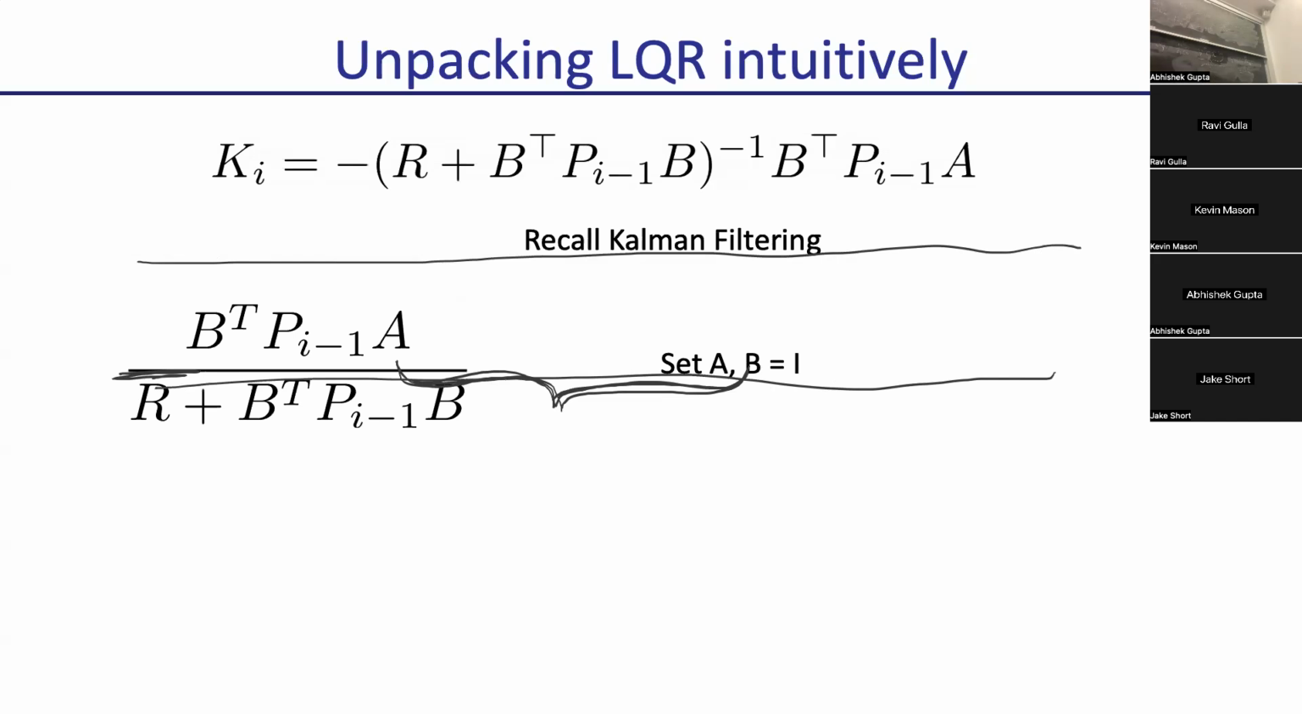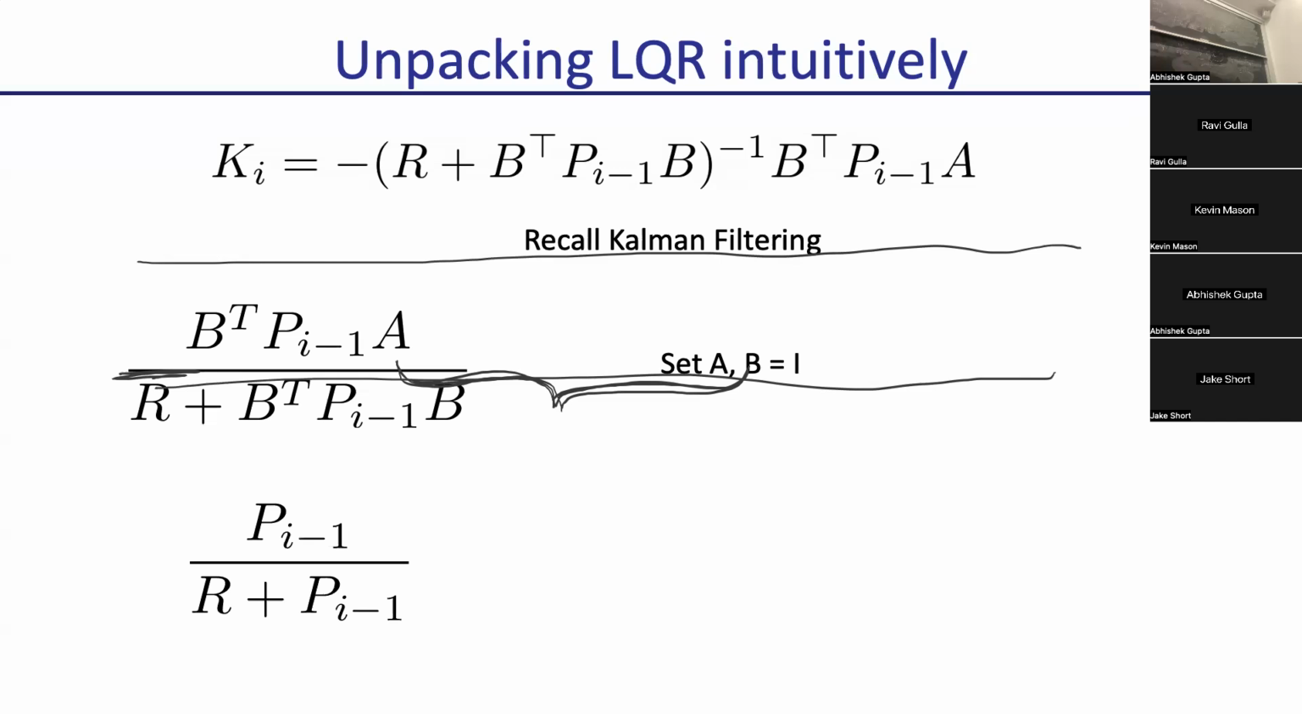You can write it as B transpose P_{i-1} A, over R plus B transpose P_{i-1} B. For the sake of simplicity, let's just set A and B to identity, just for a simple case. And if we set A and B to identity, then this term just becomes P_{i-1} divided by R plus P_{i-1}. And if you remember our Kalman gain from Kalman filtering, this is telling you how much you trust your sensor versus your belief. We had a trade-off between how much you trust your sensor versus your belief.